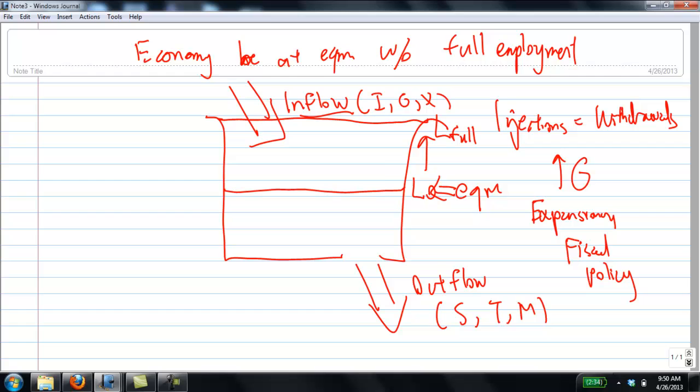Once it becomes full, the government can stop increasing government expenditure, and therefore everyone who wants to work is now able to get a job. If not, the economy will be stuck at L naught, which is an equilibrium, but there'll be some people who want to work but cannot find a job. So this is how you can understand what the circular flow of income is trying to tell you, and this is how Keynes viewed the economy. I hope this is clear. Thank you.